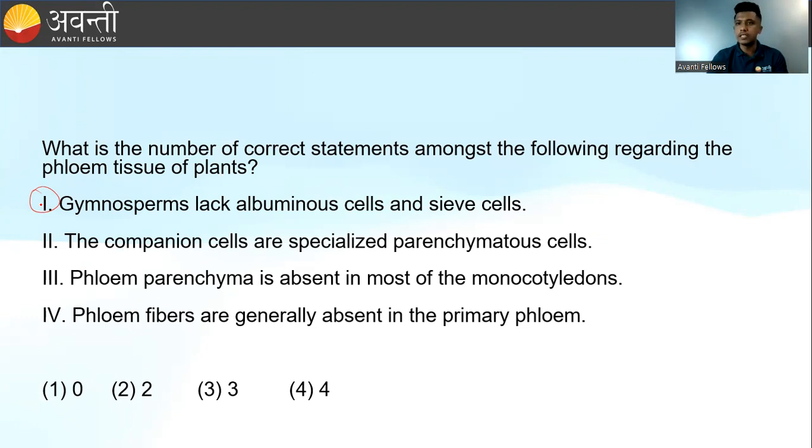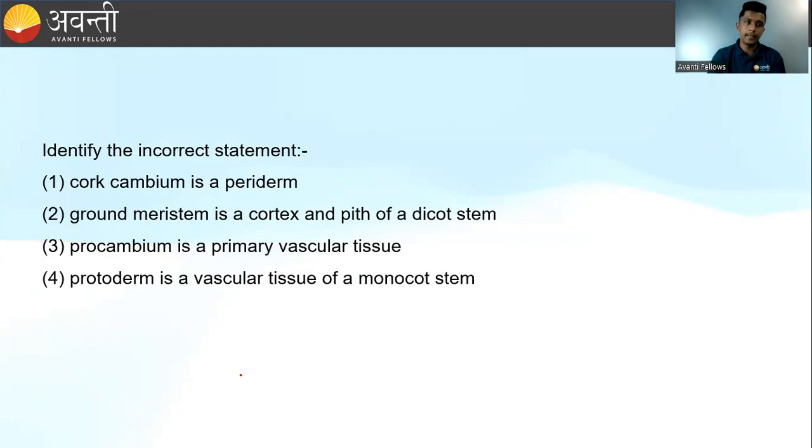Next, the companion cells are specialized parenchymatous cells. This is absolutely right. Companion cells are modified parenchymatous tissue which assist the conduction of the sieve tubes in dicotyledonous plants. Then, phloem parenchyma is absent in most of the monocotyledons. This is absolutely right. We don't have phloem parenchyma in most monocotyledonous plants; it is found in dicots. Phloem fibers are generally absent in the primary phloem. This is also right. So statements 2, 3, 4 are right, three statements are right with respect to this question. That's why we choose option 3.